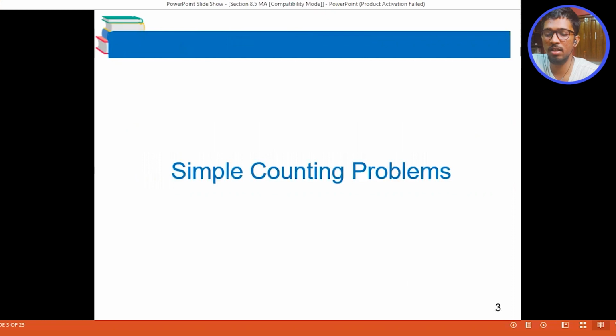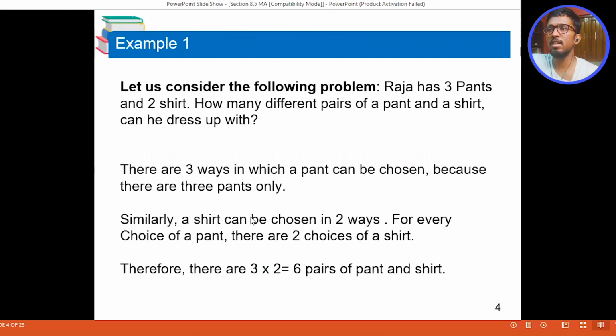Let's take one very simple counting problem. Raja has 3 pants and 2 shirts. How many different pairs of a pant and a shirt can he dress up with? That is the question. Here you have to count how many different ways we can pair these 3 pants and 2 shirts.